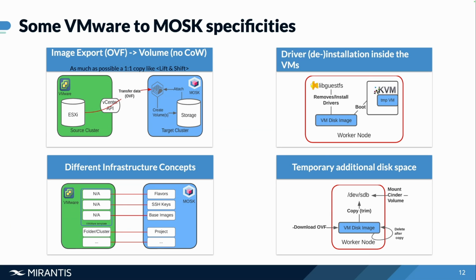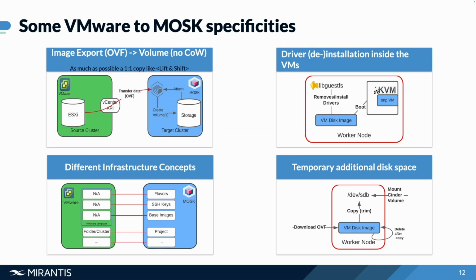And why we need to do that is we need to uninstall some drivers which are specific to VMware, like the network driver, for example, VMXNet 3, specific to VMware, and we are replacing that with something which works better with KVM, right? So we do some of these driver manipulations within the volumes before booting.